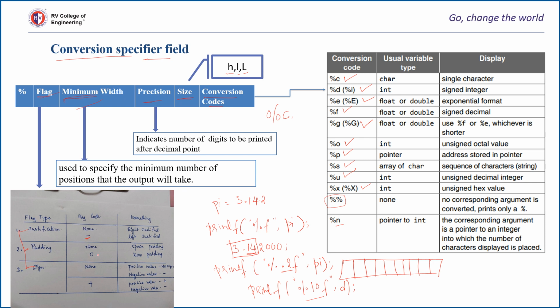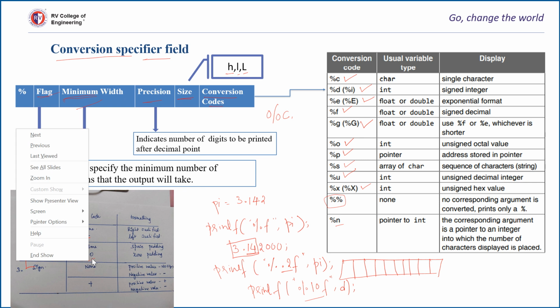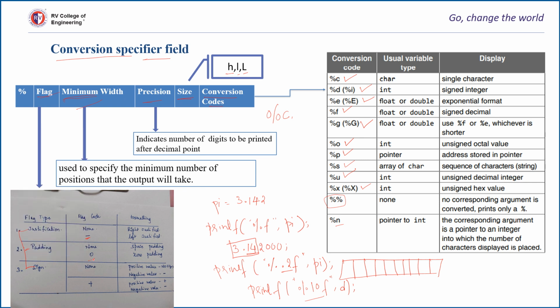If you are having a right justification, you can fill the empty spaces with zeros; you need to mention it as 0. Sign: by default, positive numbers are displayed without sign and negative numbers are displayed with sign. However, if you want to display a number with its sign, then you need to precede it with plus.